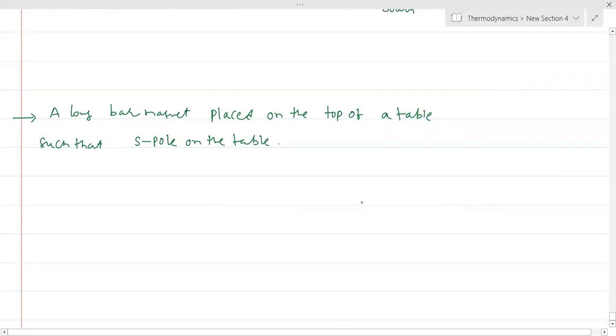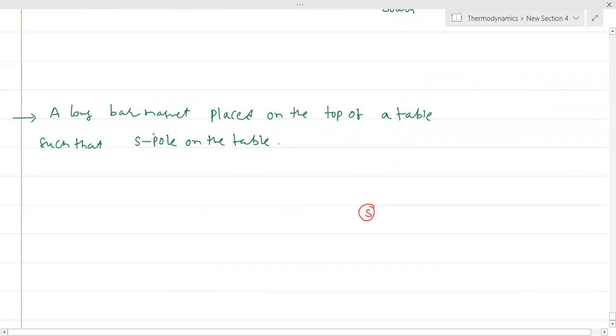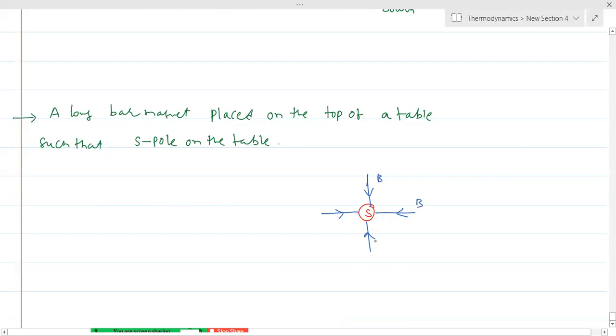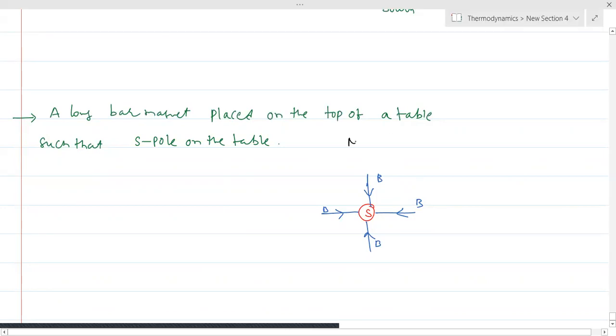So when the south pole is on the table, we are focusing on the table. South pole means that the magnetic field is inverse. So in this way, these are present like this. But actually, we are considering the Earth's magnetic field.